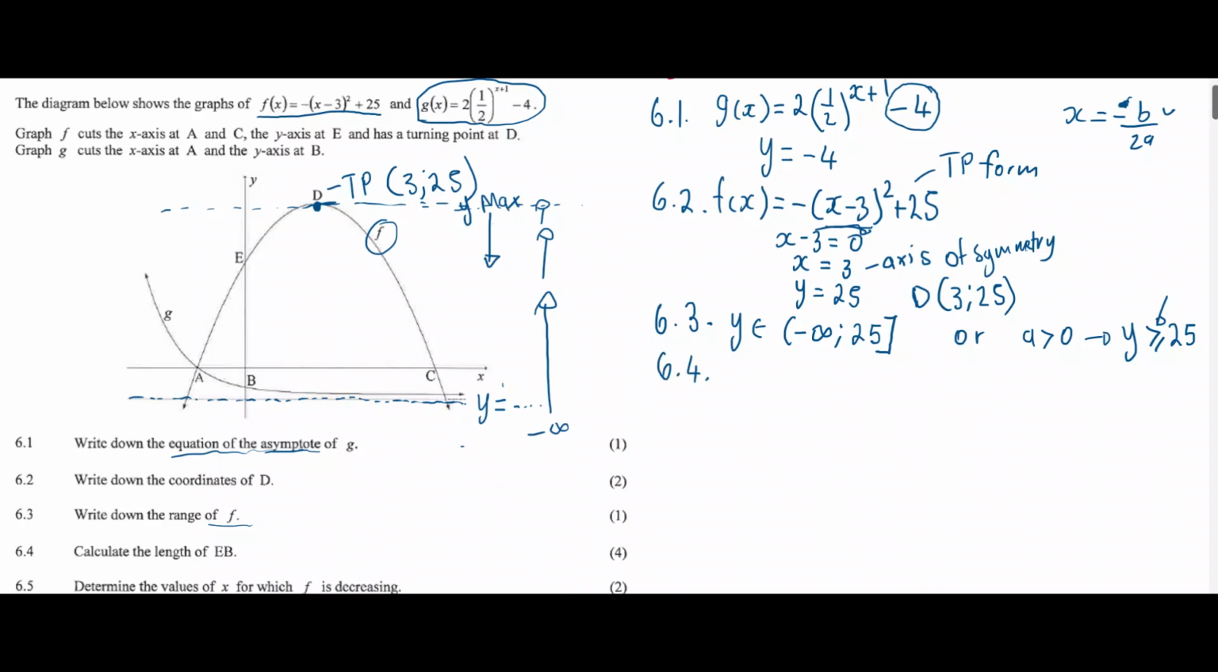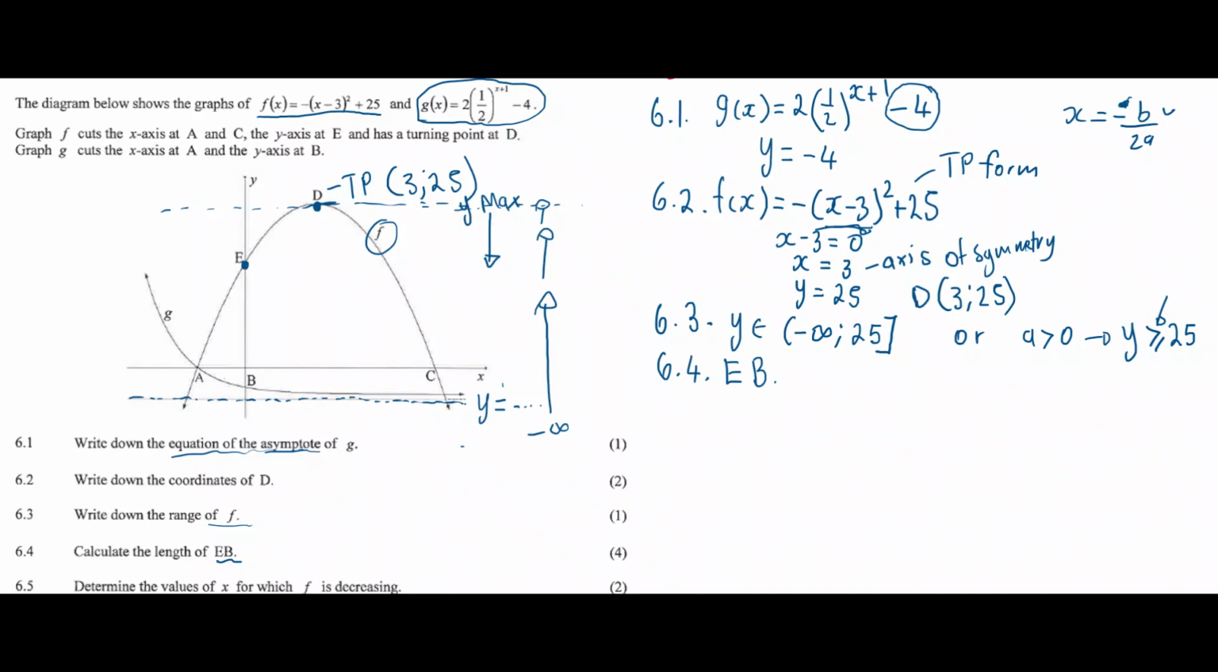You can also write it like this for the range of that function. So whichever way you prefer, make sure that you remember that in the examination, of course. So now let's go and calculate the length of EB. To calculate the length of EB, we look at EB here.